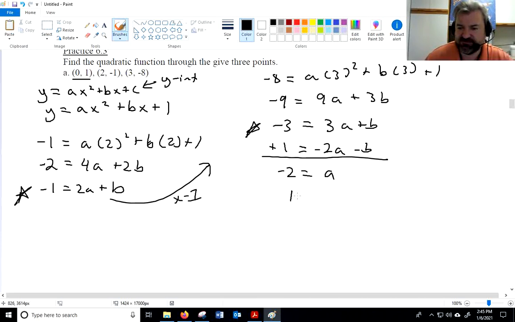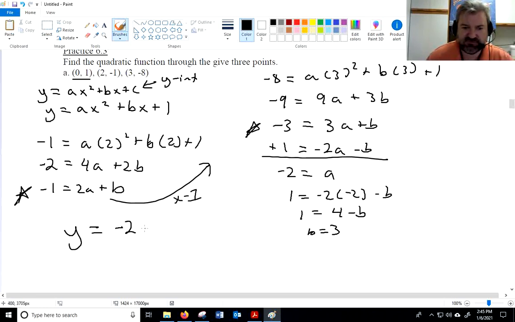I can find b by simply substituting it into one of these equations. So that's 1 is equal to 4 minus b. So b is equal to 3. 4 minus 3 is 1. So our final answer is y is equal to -2x squared plus 3x plus 1.